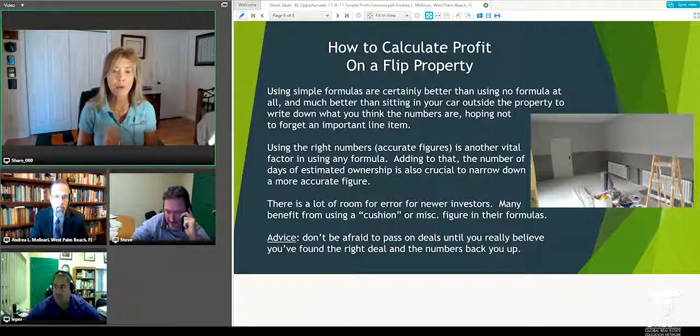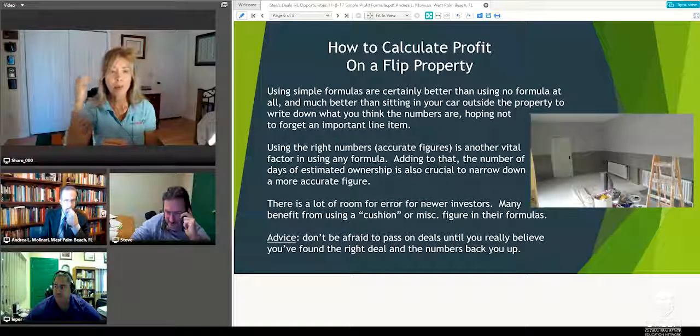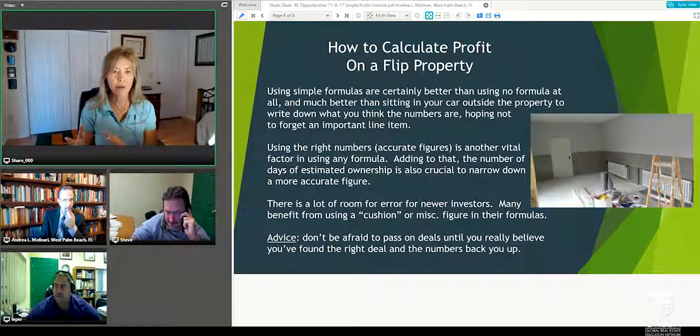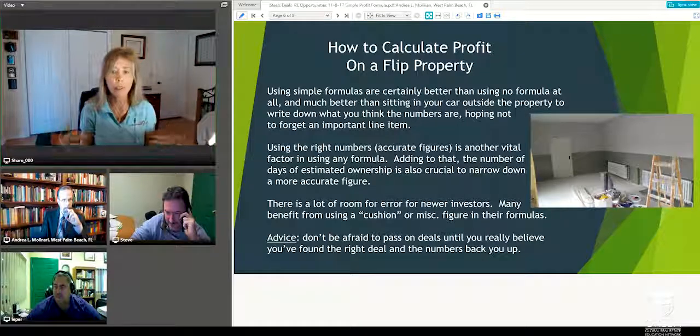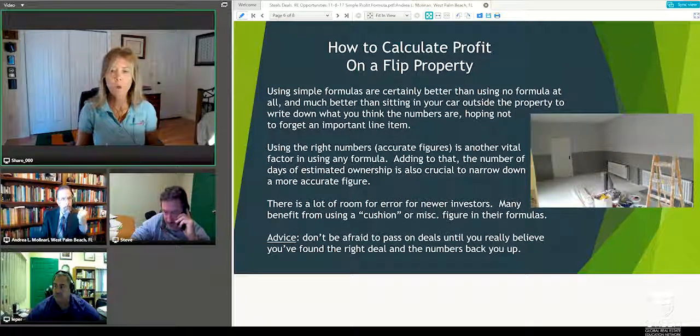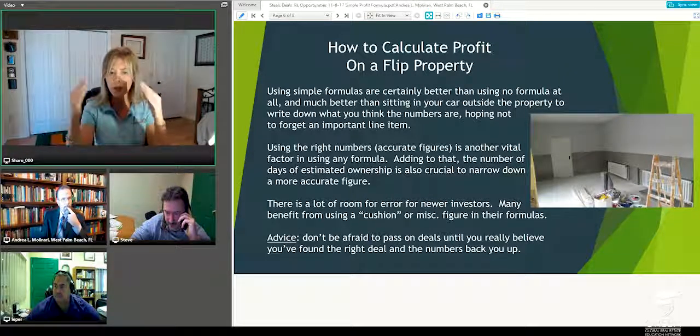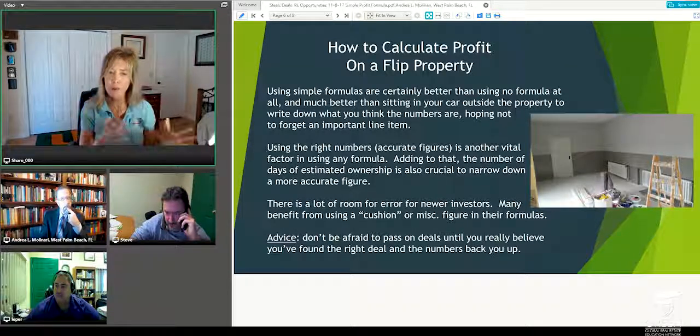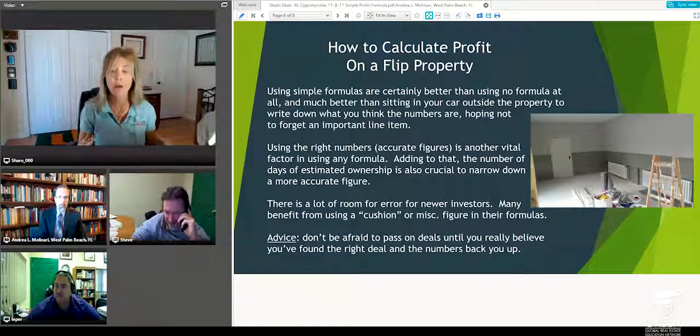So using the right numbers with accurate figures, that's the other key, is another vital factor in using any formula. So if we use the right formula, but we're wrong about the renovation amount, well, that could take that whole $18,000 and just wash it right away because we were wrong. We missed something completely. We were too cheap to pay for a $300 inspection, and we assumed a lot. So we were wrong on our numbers. So it's great that we're using a formula, guys, but we've got to make sure that we're plugging in accurate figures. Okay, so that's another part of your formula that you can't afford to mess up on.